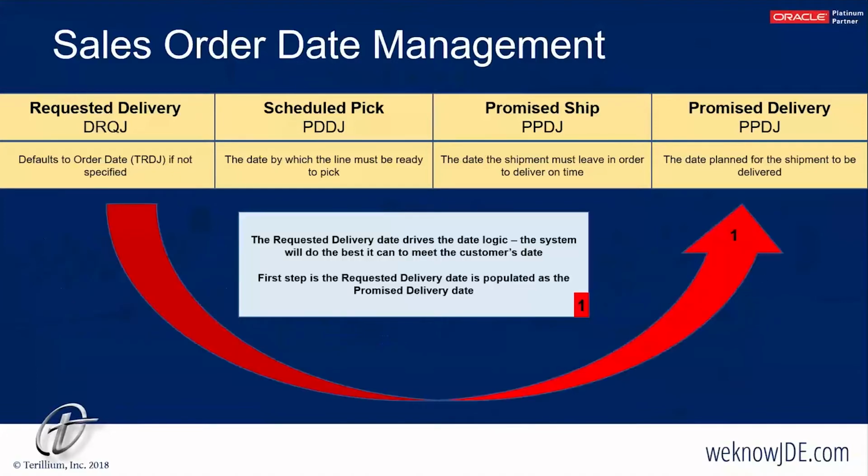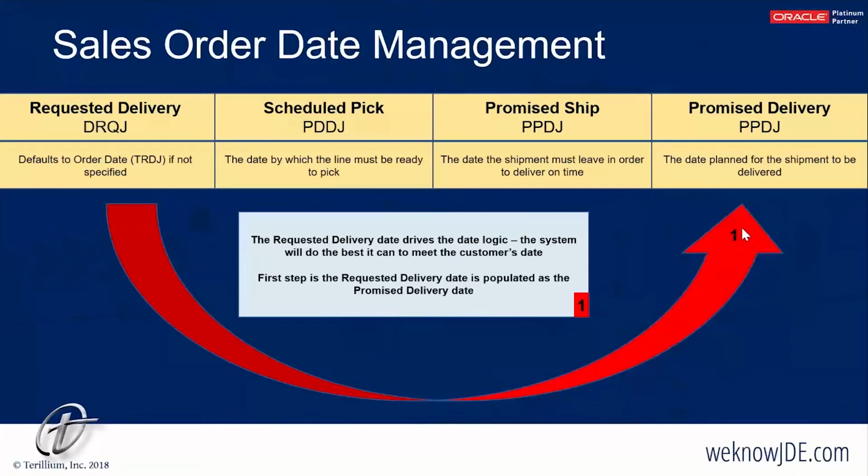So again, if you have questions about these, please ask questions and I'd be happy to follow up with you. But the basic way that the system calculates is it's a back schedule. The customer is going to give you a requested date that they would like to take delivery of the material. And what the system will do is it'll start calculating from that date.